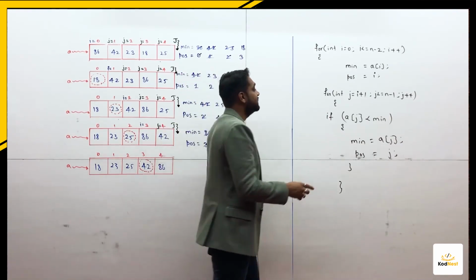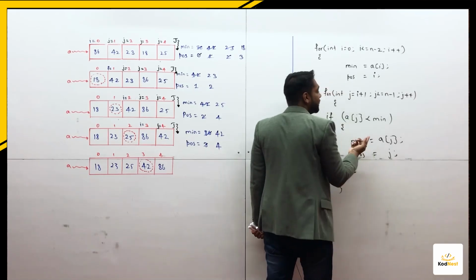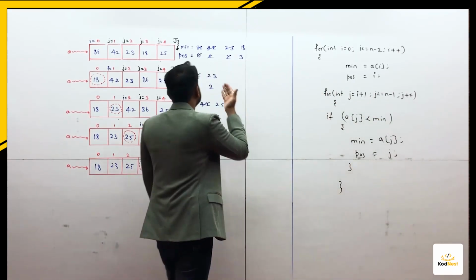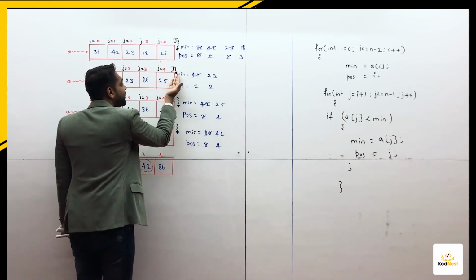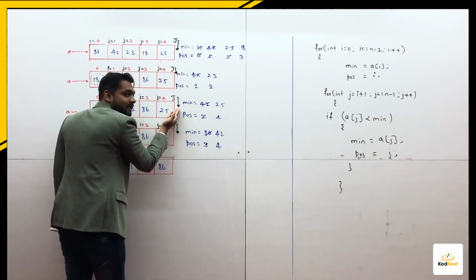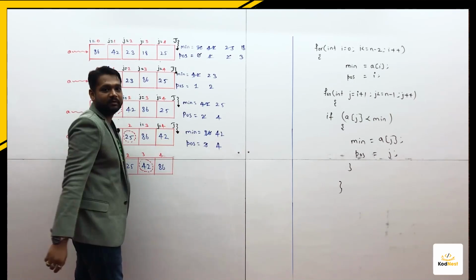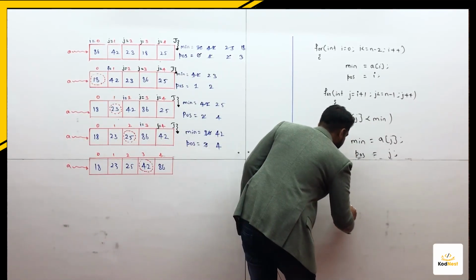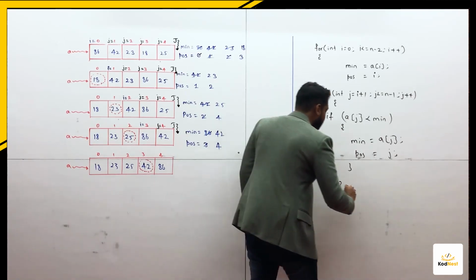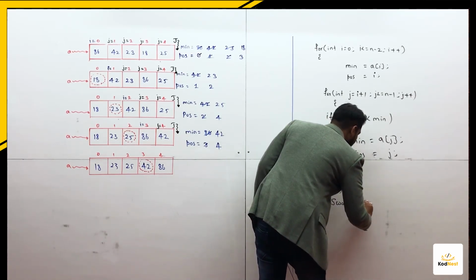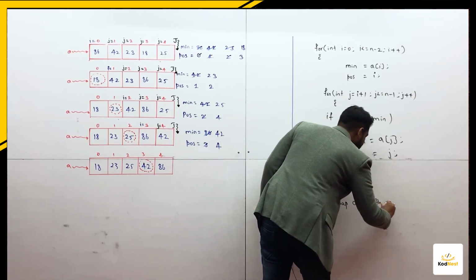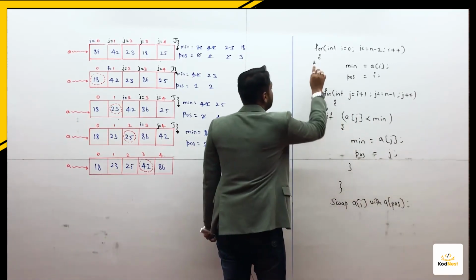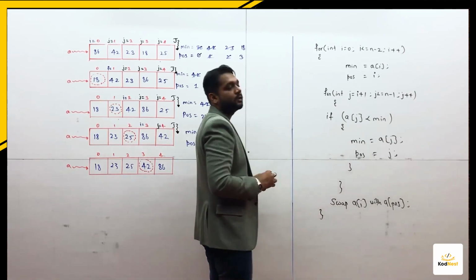By chance, if J falls out of the array, means if J becomes greater than n minus 1, then I have to swap. What I have to swap? Whatever is there in array of I with array of position. That is the opening of the for, this is the closing of the for. Done.